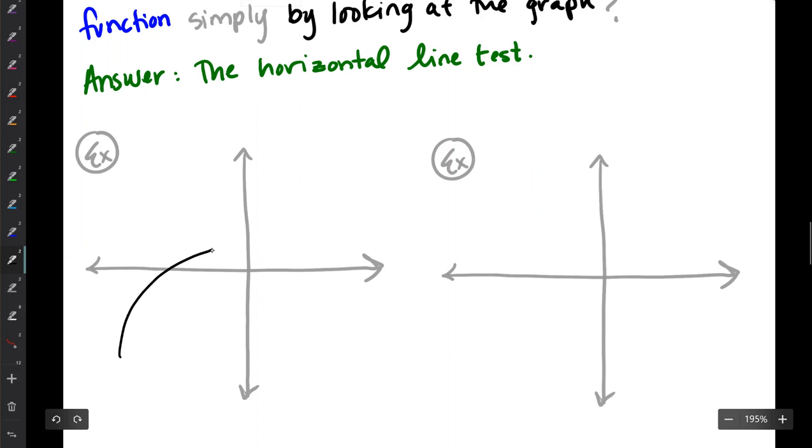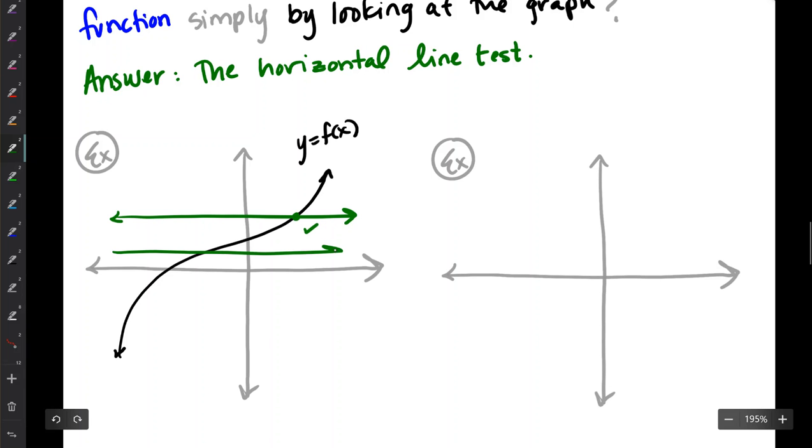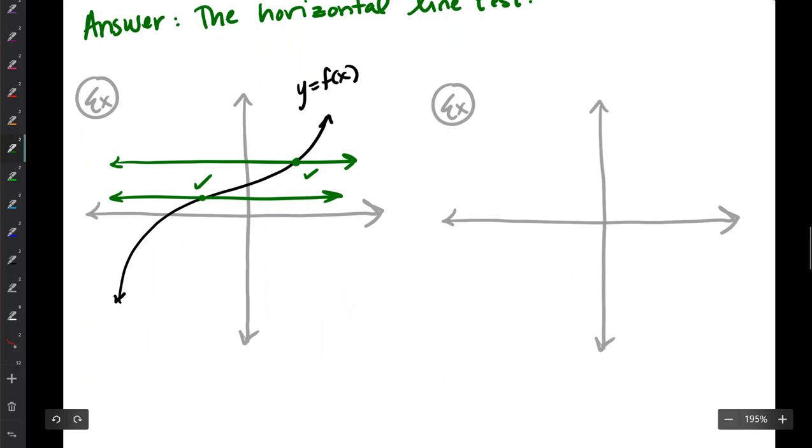All right. This is a function. I can see that because it's passing the vertical line test. All vertical lines intersect this curve only once. It is in fact a function. Does it have an inverse? Is this function one-to-one? So you just imagine horizontal lines, and if they are intersecting once and only once, it's passing. This passes the horizontal line test.